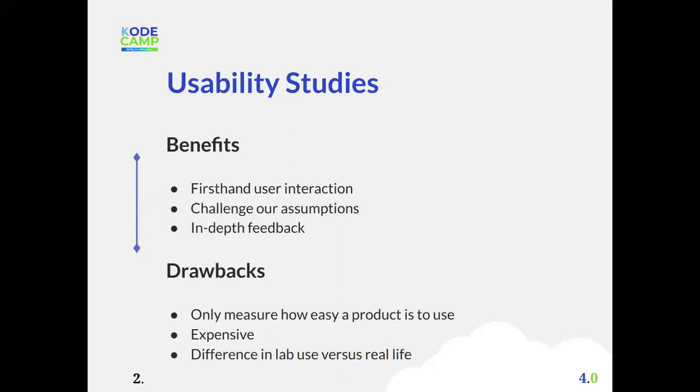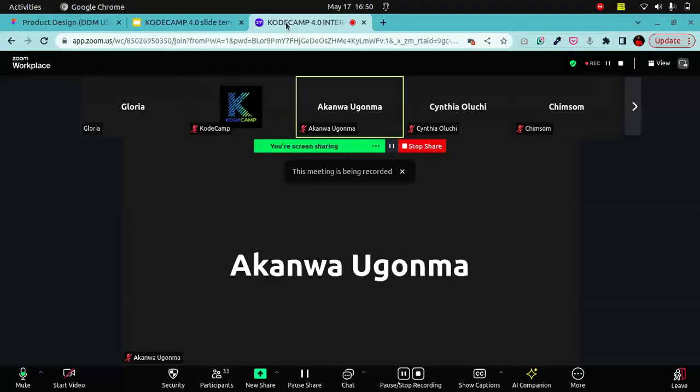The drawbacks of usability studies: it only measures how easy a product is to use. It is expensive because sometimes for people to come and use your app, you have to pay them some money. Sometimes you even need to call them into a real lab. Some companies have labs where they bring in people to test their product. The reality is that the way somebody uses your app when the person is in the lab is different from the way the person is going to use the app when in their house.